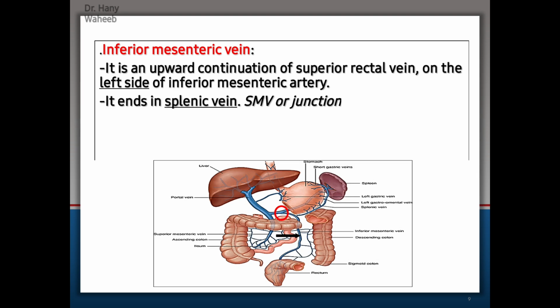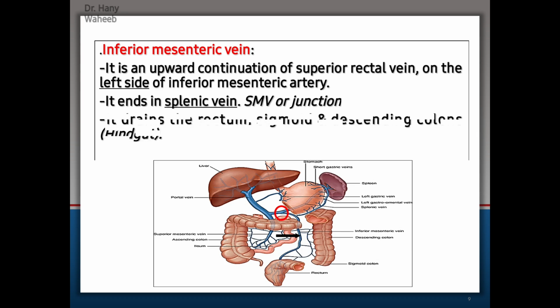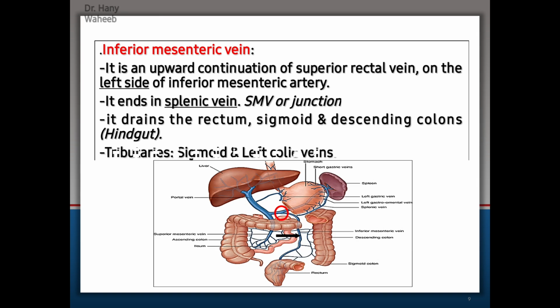Sometimes it makes a more sharp bend to end in the superior mesenteric vein or the junction between the superior mesenteric and the splenic veins. It drains the hind gut, drains the rectum, sigmoid colon, descending colon. Tributaries of the inferior mesenteric vein include sigmoid veins from the sigmoid colon and the left colic from the descending colon. What about the rectum? The rectum is drained by the superior rectal vein, which continues as the inferior mesenteric vein.